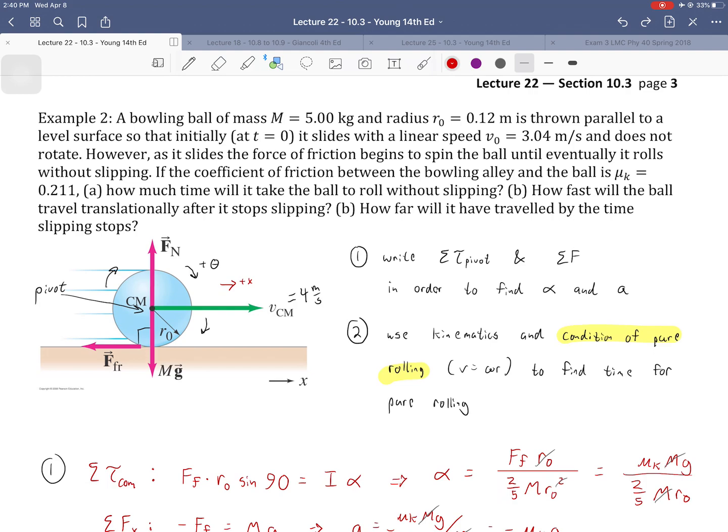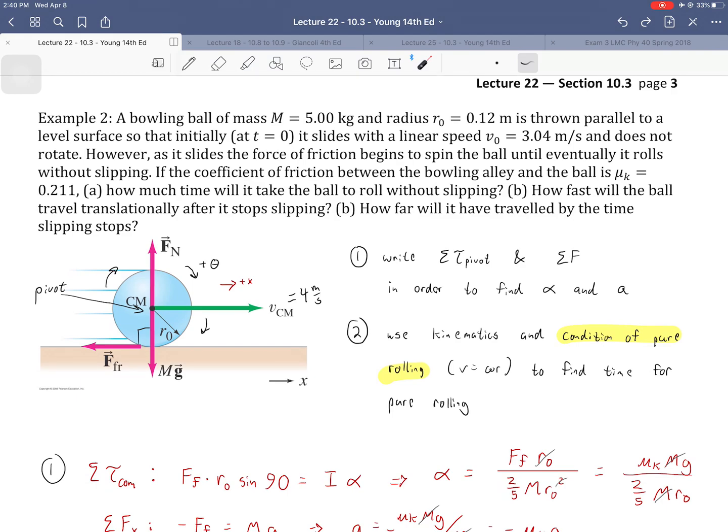Okay, so in example 2, we have a bowling ball of mass 5 kilograms and radius 0.12 meters. It is thrown parallel to a level surface so that initially it slides with a linear speed of 3.04 meters per second and does not rotate. So this is an object that starts with pure translation and no rotation. However, as it slides, the force of friction begins to spin the ball until eventually it rolls without slipping.